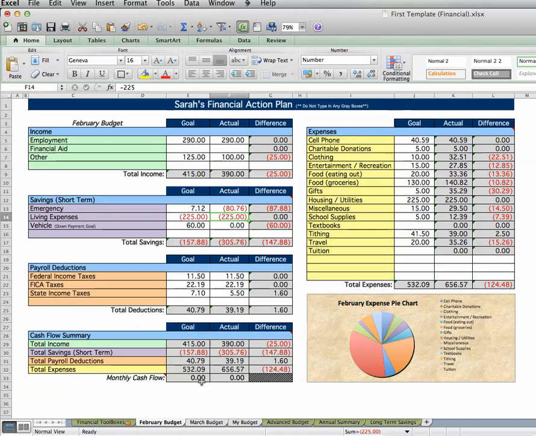You want to finish the month with a cash flow of 0 so that you can understand where everything actually went. In part 2 of our tutorial, we'll talk about the month of March, and we'll also look at some advanced ideas as well.